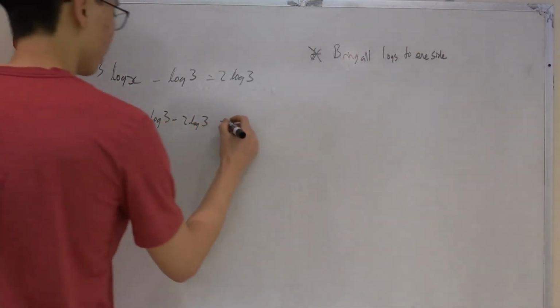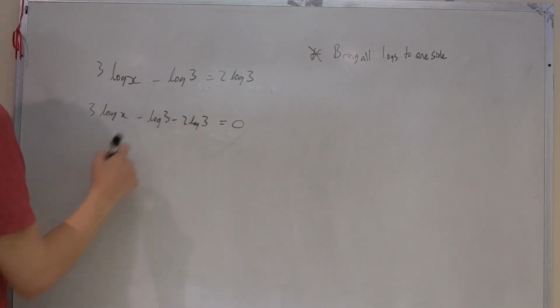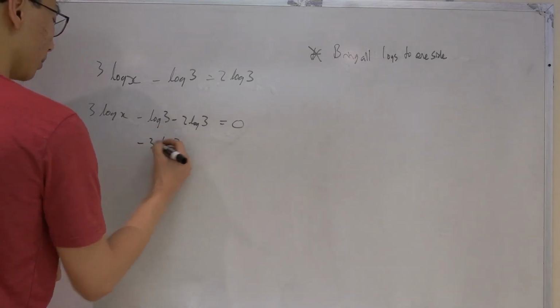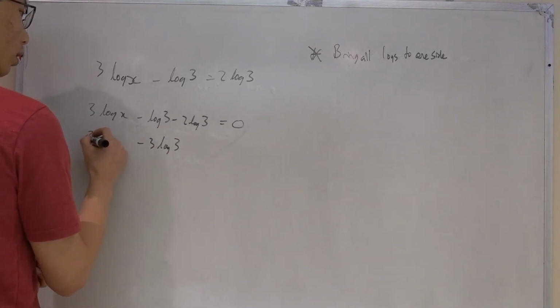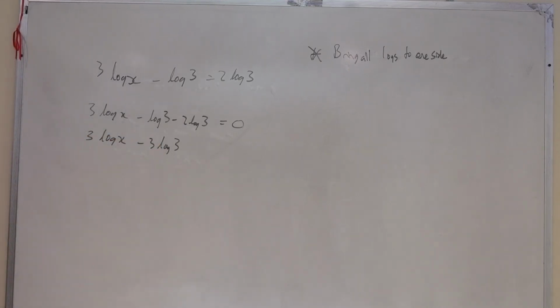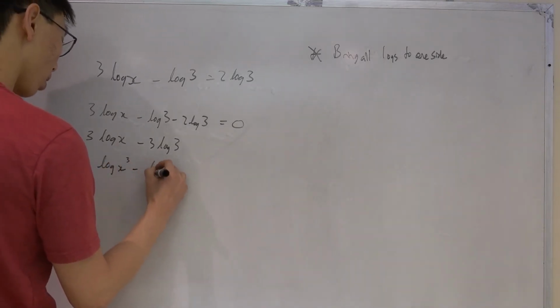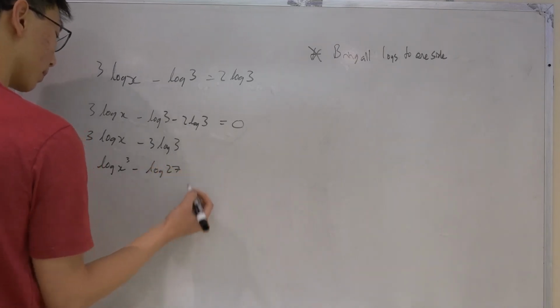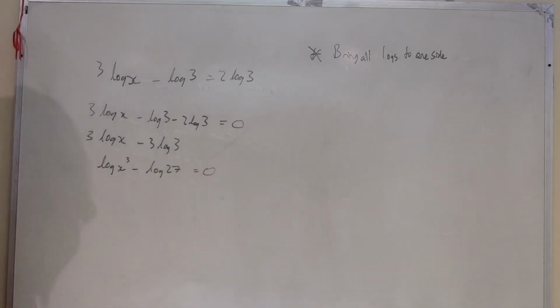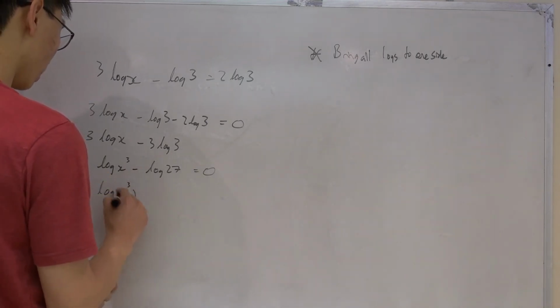The next thing that you want to do is to simplify this. So this becomes negative 3 log 3, and you get this. Then use your exponent rules. So you get log x cubed minus log 3 cubed, which is 27, equals 0. And then all you have to do is use your division law. So you get log x cubed over 27 equals 0.